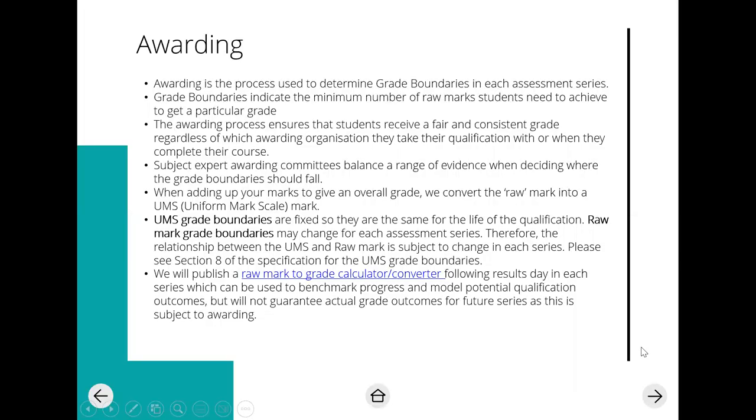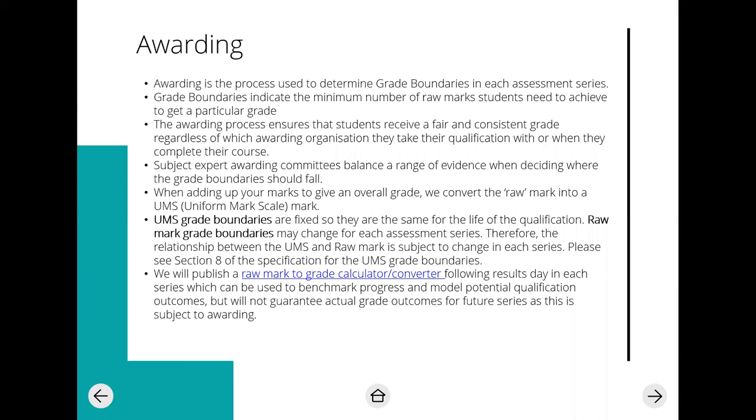Awarding. Again, there's a lot of information on this slide. I won't go through it all, but basically each component has raw marks out of 60. The grade boundaries are then set on those raw marks, and they're done for each series for each component. So the grade boundaries can change for each component, series on series.